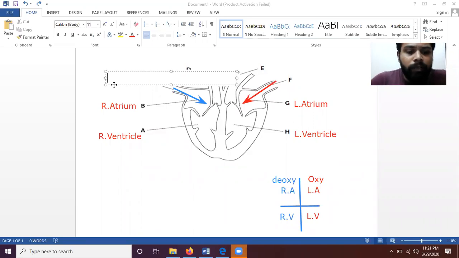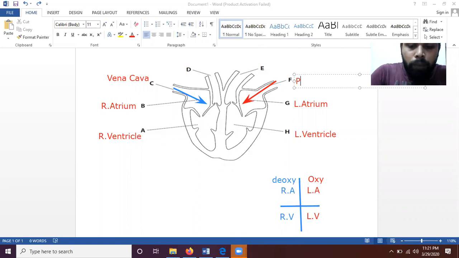Okay, so let me label the names of this. So this is your vena cava basically. Vena cava is the largest vein that brings the what? Deoxygenated blood from the body. And this, it is basically the pulmonary vein. It brings the oxygenated blood from the lungs. Did you get my point? So your lungs oxygenate your blood and send the blood to your heart, and that blood enters into the heart through the pulmonary vein.